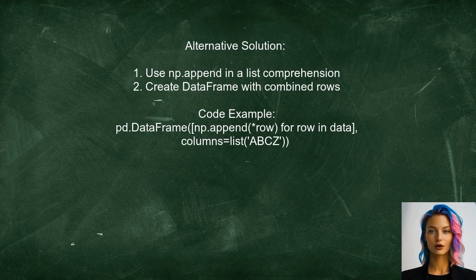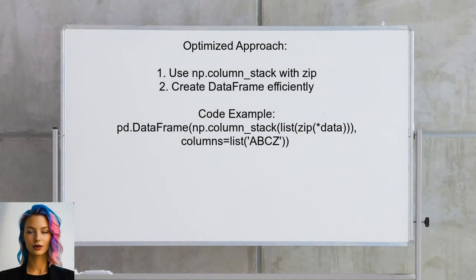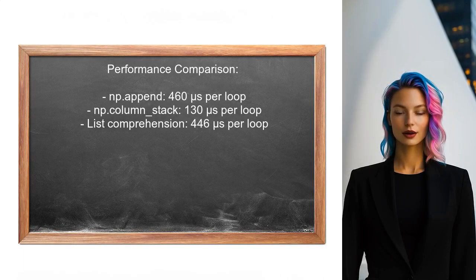An alternative approach, suggested by a user, involves using NumPy's append function within a list comprehension. They create a new data frame by appending each row's elements together. For better efficiency, the user also recommends using NumPy's column stack function along with zip. This method stacks the columns directly and creates the data frame in a more optimized way. They also provided timing comparisons, showing that the column stack method is significantly faster than the append method.